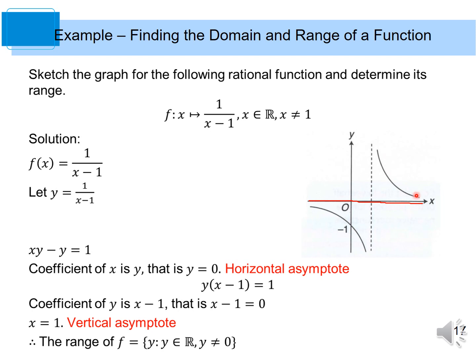And this is the graph of the function. So you can conclude your range. Based on the graph here, you can see y takes values for all y, but it is disconnected at y = 0. So you can conclude your range: y is an element of the real numbers, but y is not equal to 0.